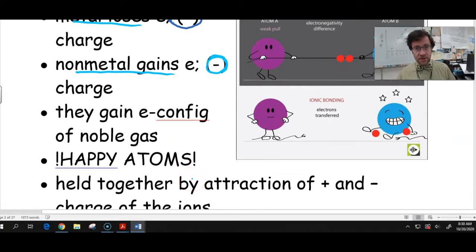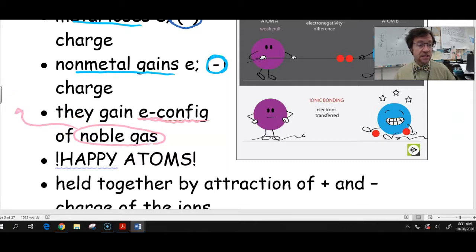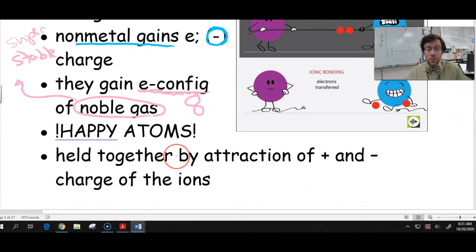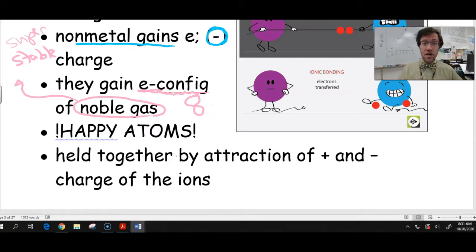And the reason they do this, the fundamental driving force, is that they're going to get the electron configuration that is the most stable. It's going to be the electron configuration of a noble gas, because that is super stable. They're going to have that magical 8. That's the thing that all atoms want, because it makes them super happy. And then because the electrons are transferred and there's a charge, those differences in charge are what stick those ions together.